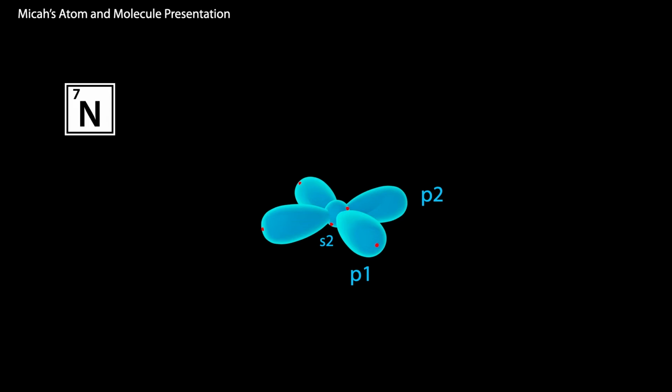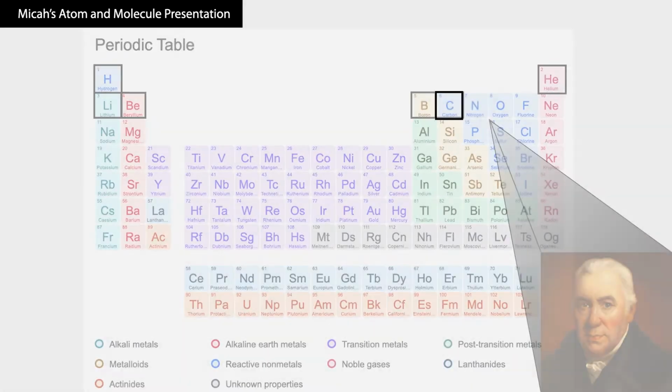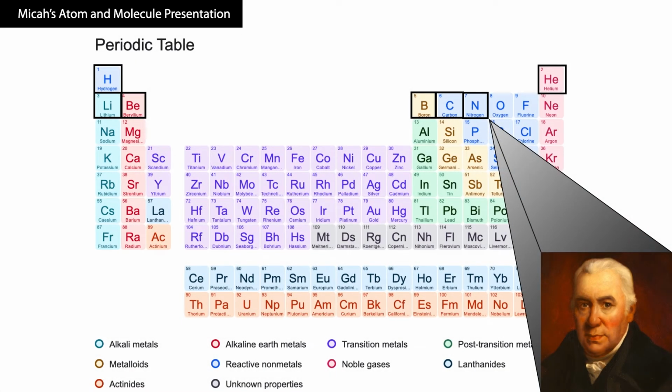Here's nitrogen. It has 7 electrons. The next p orbital, P2, is starting to fill up. Nitrogen is an odorless gas. An odorless gas? Nitrogen is an odorless gas that makes up 78% of our atmosphere. Most of what we breathe is nitrogen. Right. Nitrogen was first isolated by Daniel Rutherford in 1772. It looks like he may have discovered alcohol at around the same time.